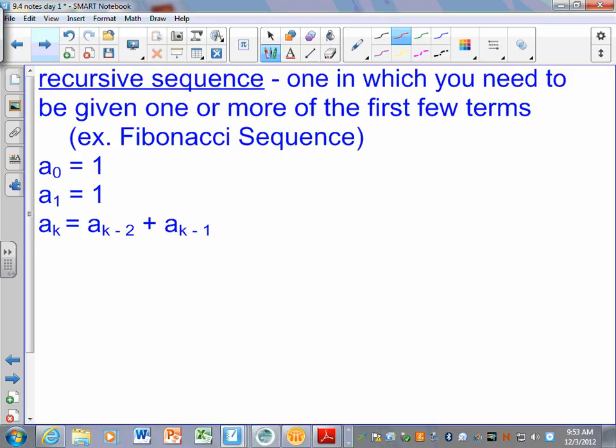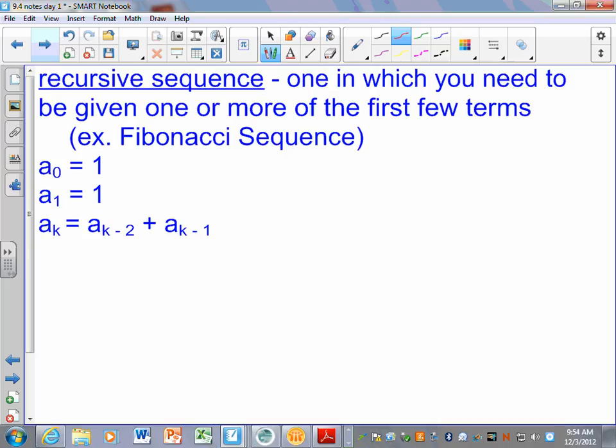something called a recursively defined sequence or a recursive sequence. A recursive sequence is one where you need the one before it before you can find the next term. And so it says one in which you need to be given one or more of the first few terms. And I gave you an example. There's a famous example called the Fibonacci sequence, and it's a pattern that looks like this.